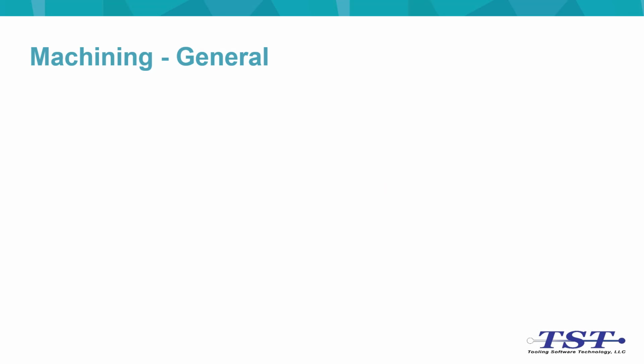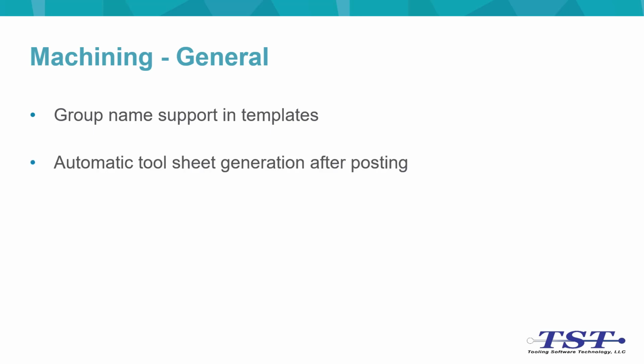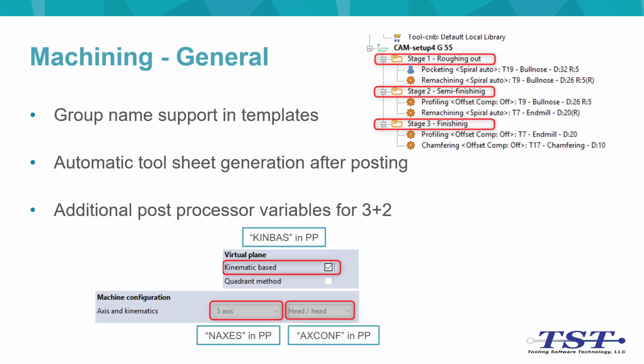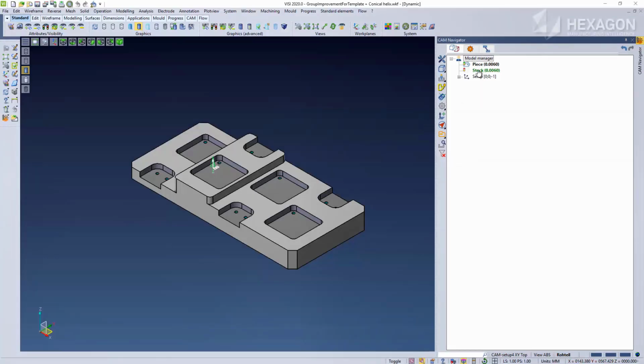So let's take a look at some more general enhancements or changes. Group name support with templates, automatic tool sheet generating after posting, and some additional post-processor variables for 3+2 machining. Obviously, this is more for people who are developing the posts, so more for us on that one. But for you, the templates are going to be great, and the tool sheet generating can be beneficial if you're using that.